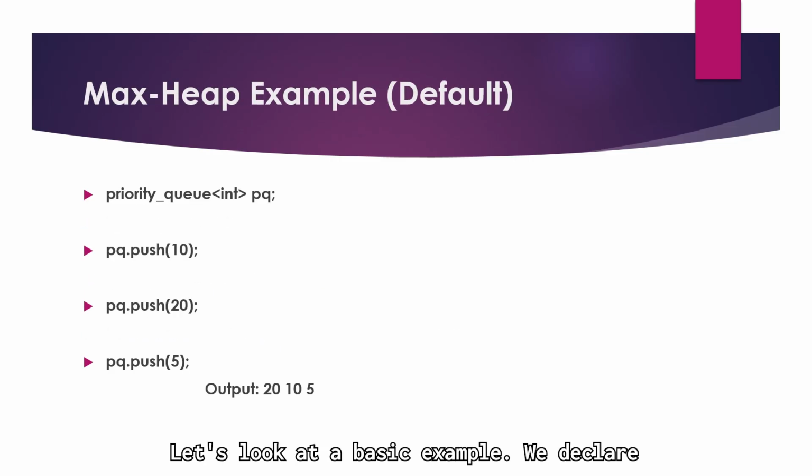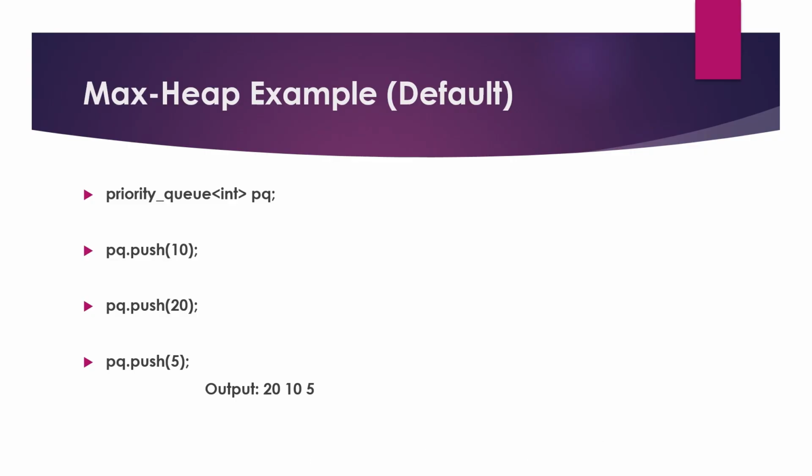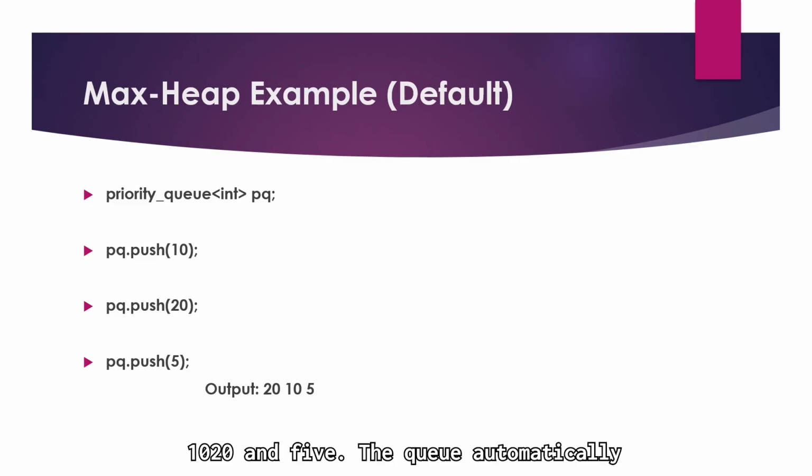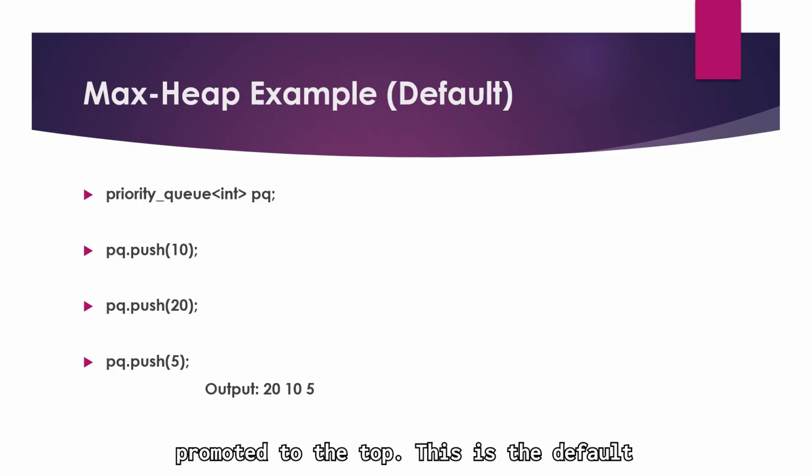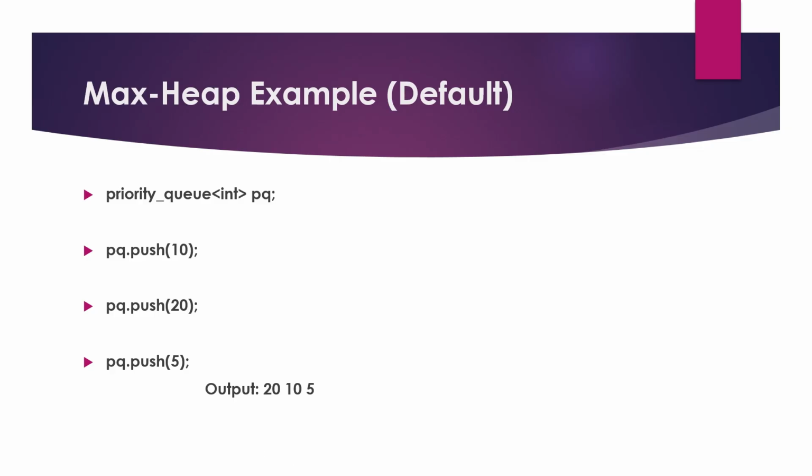Let's look at a basic example. We declare a priority_queue<int> and push three values: 10, 20 and 5. The queue automatically arranges them so that the largest element, in this case 20, is at the top. When we call top, we get 20. After popping it, 10 becomes the new top. The priority queue ensures that each time you pop an element, the next largest one is promoted to the top. This is the default max heap behavior, simple yet powerful.